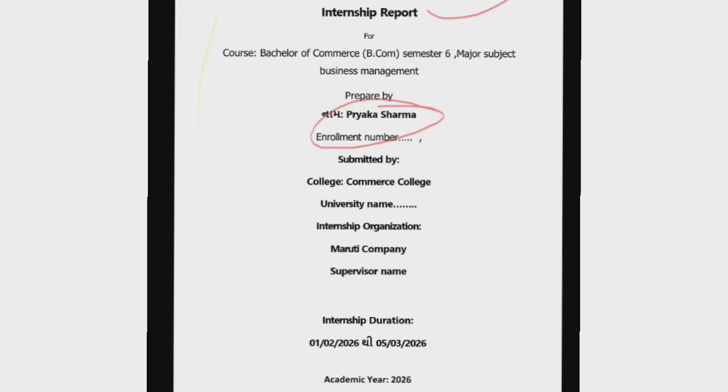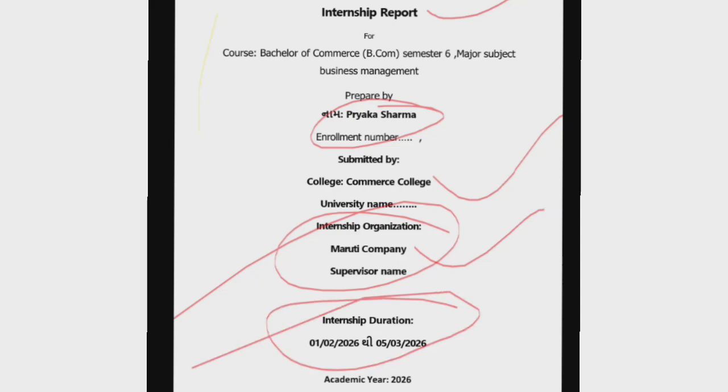For example, the college name like MG Kundelia, Gitanjali College, Vivekanand College, anyone your college name, right? And then the organization where you completed your internship, your company name, Maruti Suzuki or any management company, okay, and also the duration, the start and ending date of your internship, and the academic year 2026. Okay, so this is the cover page, it gives a basic identity and official information about your internship.